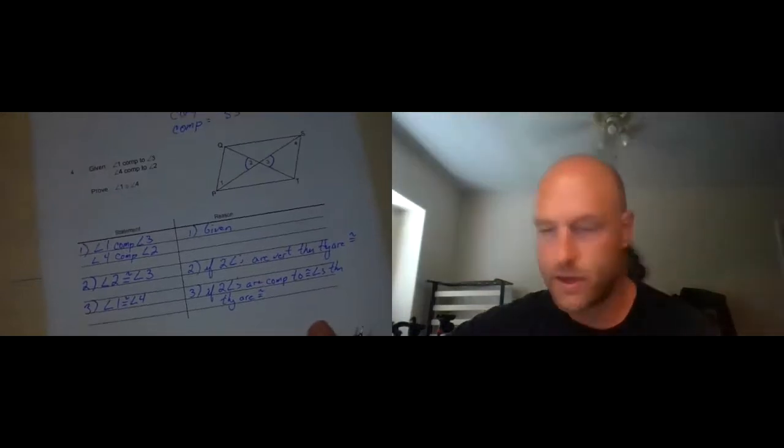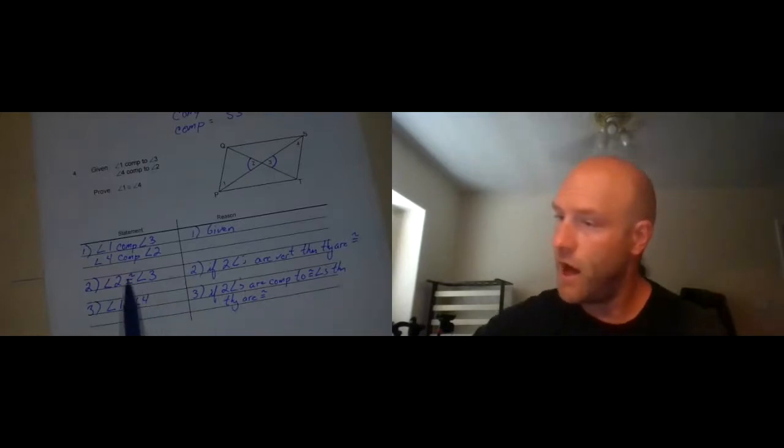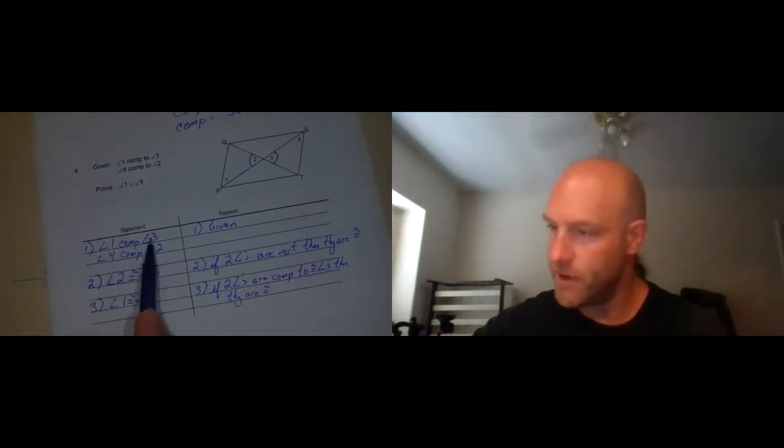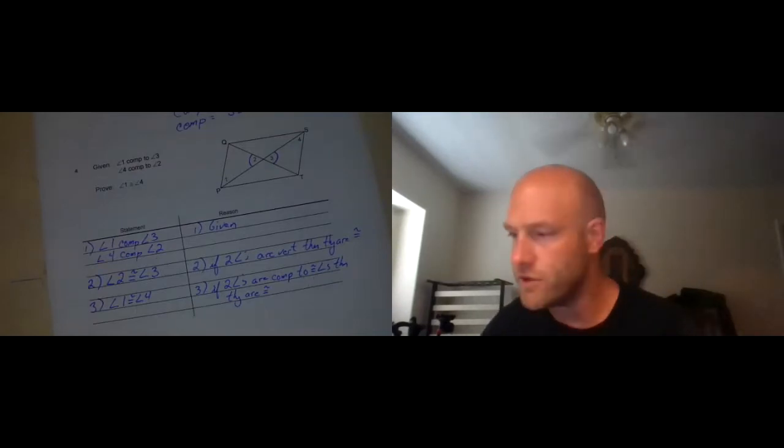Okay. And that meets all my criteria. The if part is what I know. 2 angles are complementary to congruent angles. I knew that 1 was complementary to 3, 4 was complementary to 2, and that 2 and 3 were congruent before I wrote that step. So the if part is what I already know. The then part is exactly what I want to show.